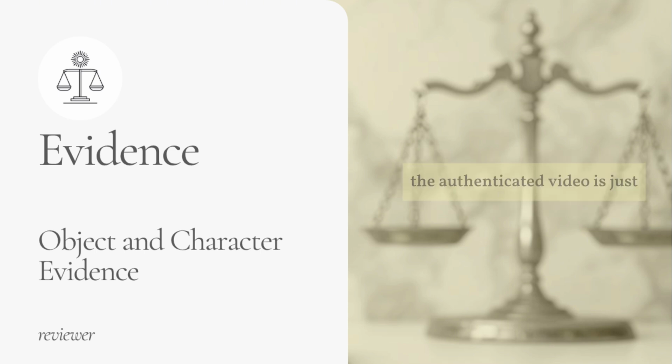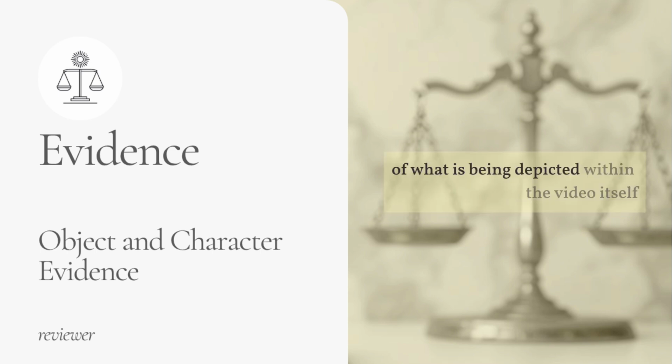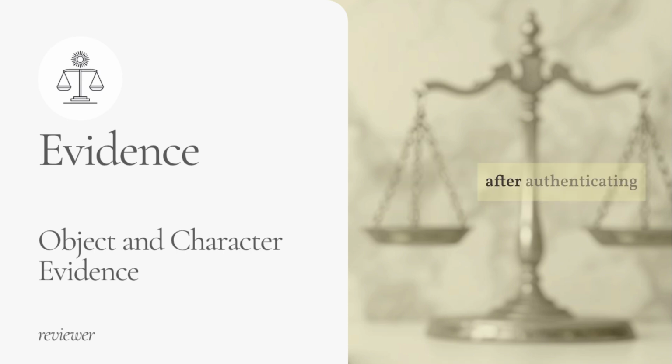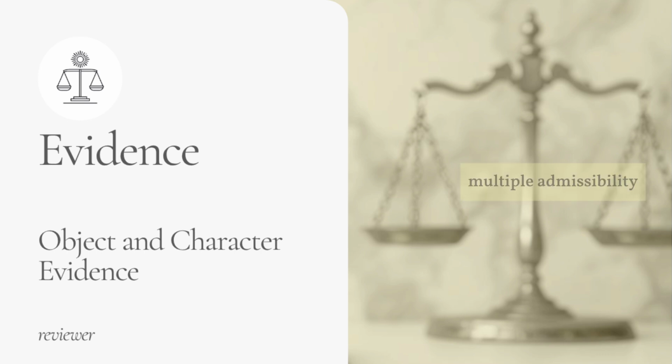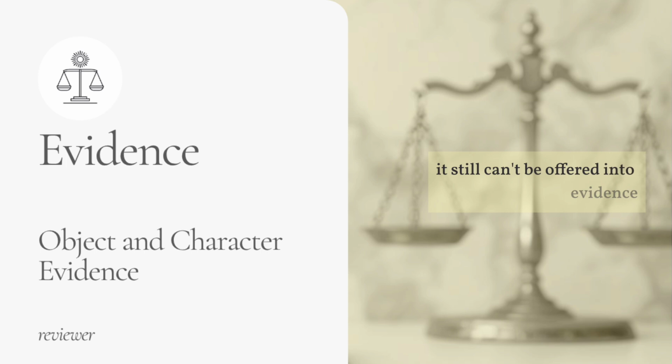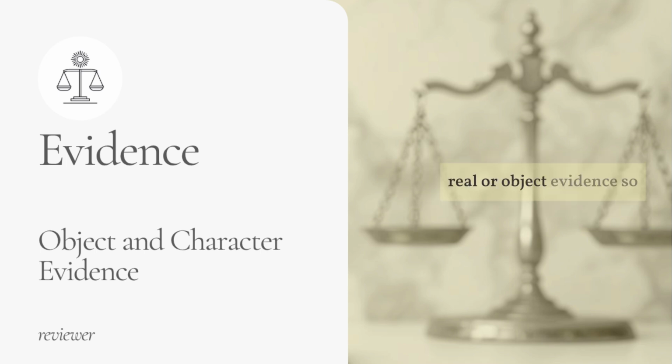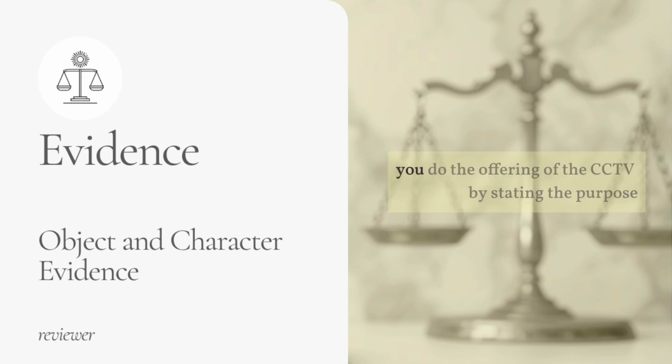At that point, the authenticated video is documentary. It's documentary evidence, so it can be admitted as evidence of the fact of the fight, as evidence of the truth of what is being depicted within the video itself. After authenticating, can the video already be offered in evidence? Remember, multiple admissibility. While it is documentary evidence, it still can't be offered into evidence as documentary evidence, but it can be offered into evidence as real or object evidence. So you do the offering of the CCTV by stating the purpose.